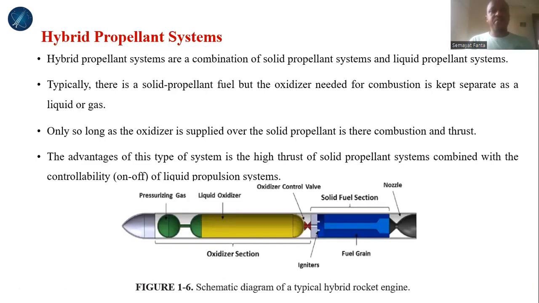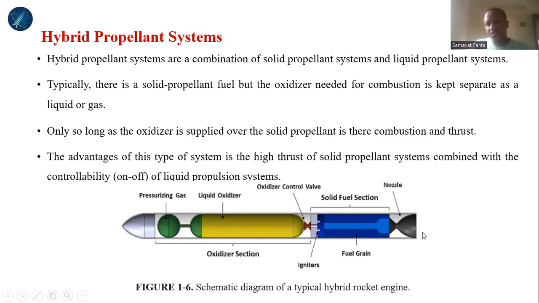Now let's come to the hybrid propellant system. It is a combination of the two, solid and liquid. Here you can see from this picture, we have solid fuel, sometimes called the fuel grain, and a liquid oxidizer in the oxidizer tank. There are pressurization containers which pressurize the gas. We have control mechanisms like valves and feed systems, and an igniter compartment. Igniters are attached somewhere at the aft end of the solid grain, and these burn to produce the required thrust.